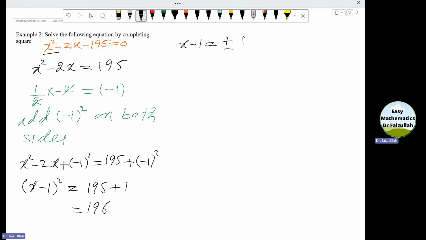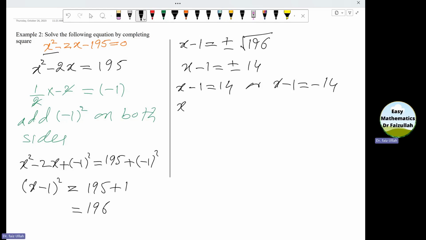From the right hand side, now this is plus minus 196. From this we get x minus 1 is equal to plus minus 14, because 14 into 14 is 196. Now from this we get two equations: x minus 1 is equal to plus 14, or x minus 1 is equal to minus 14.